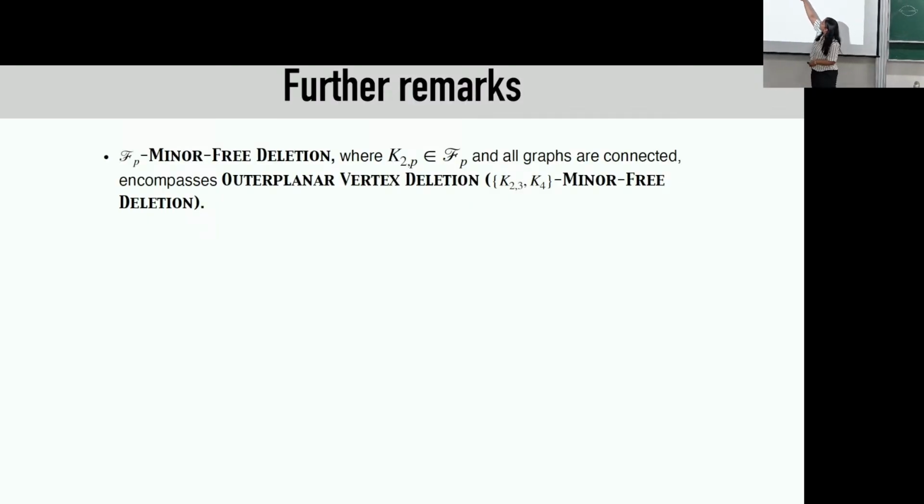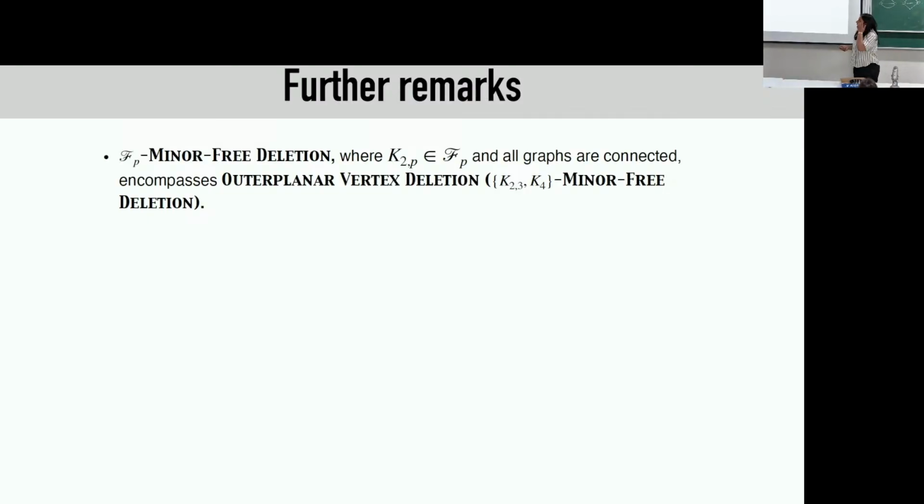This generalizes the outer planar vertex deletion problem. What is the outer planar vertex deletion problem? Again, it says remove k vertices such that the resulting graph is outer planar. And we all know that a graph is outer planar if and only if it does not have a K_{2,3} or a K_4 as a minor. Right? So this outer planar vertex deletion can be thought of as an F-minor-free deletion where the family F looks like this, K_{2,3} and K_4. And this contains a K_{2,p} for p equal to 3, so we can use our theorem to get a kernel for outer planar vertex deletion.